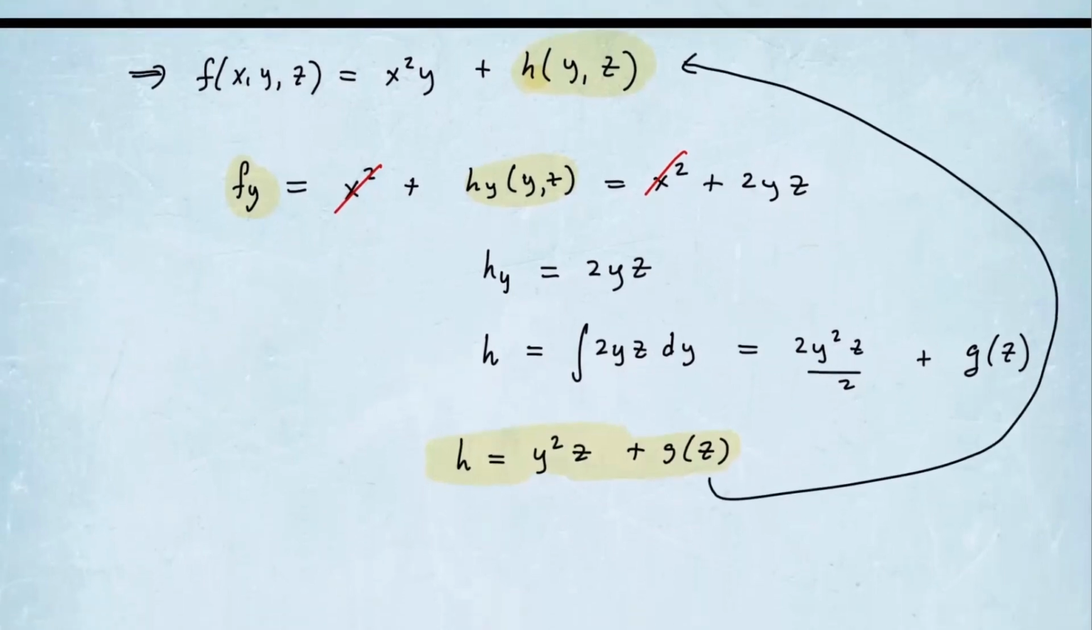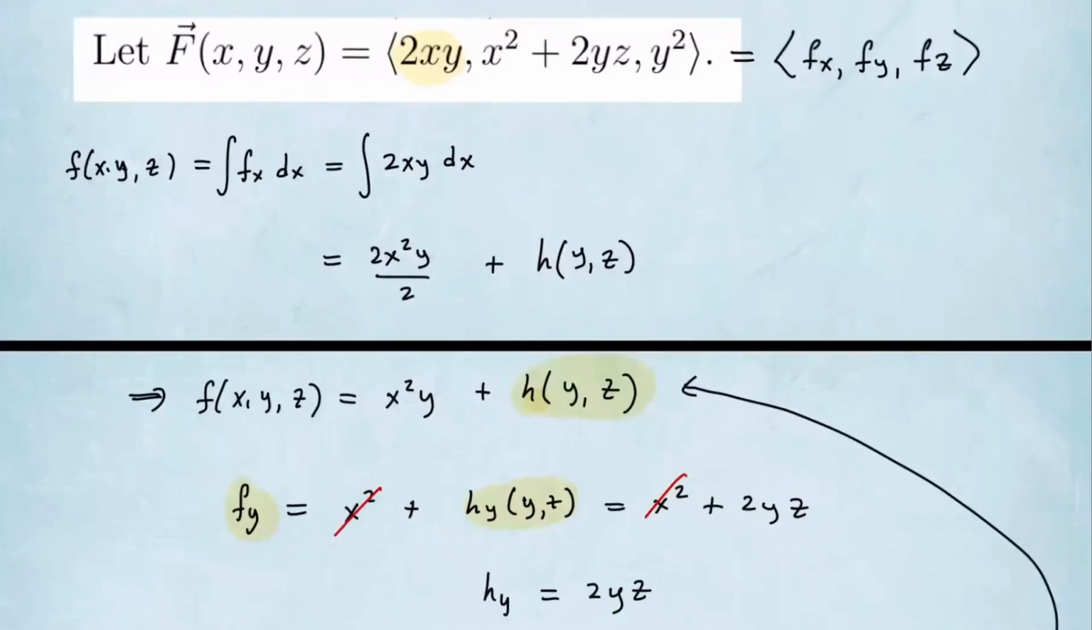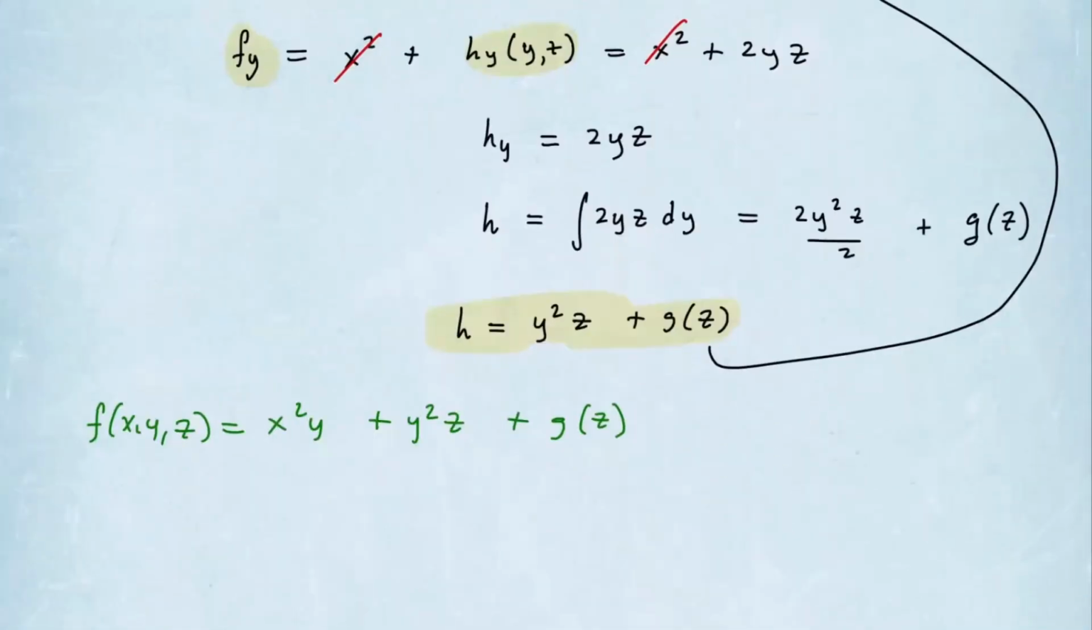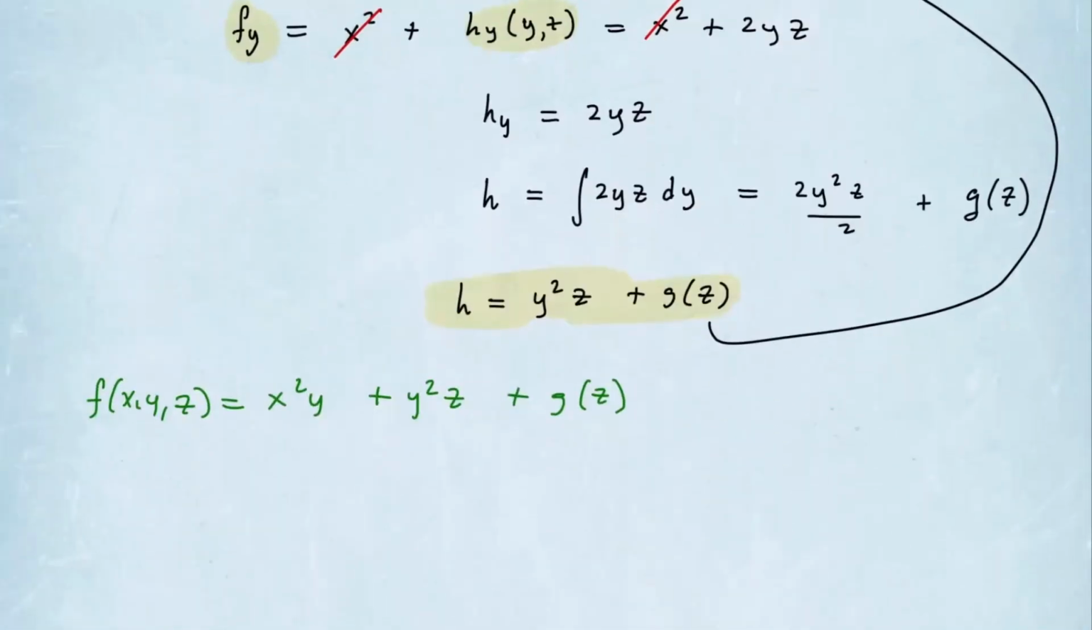So my potential function f of x, y, z is equal to x squared y plus y squared z plus this function g of z. So the last piece we haven't used up is this term right here, partial of f with respect to z, which is this term right here. So now I'm going to go ahead and take the partial of f with respect to z. So then I'll set it equal to that. So you'll have partial of f with respect to z.